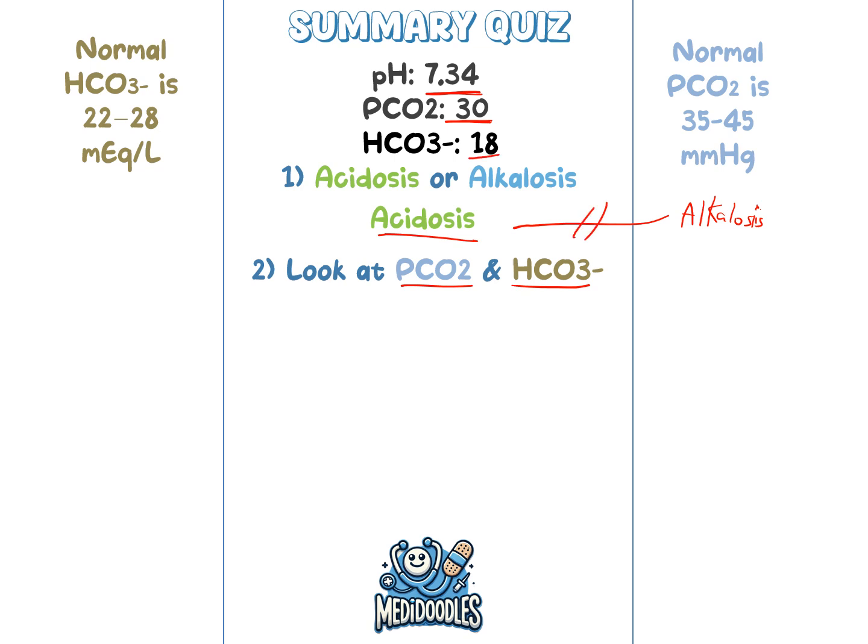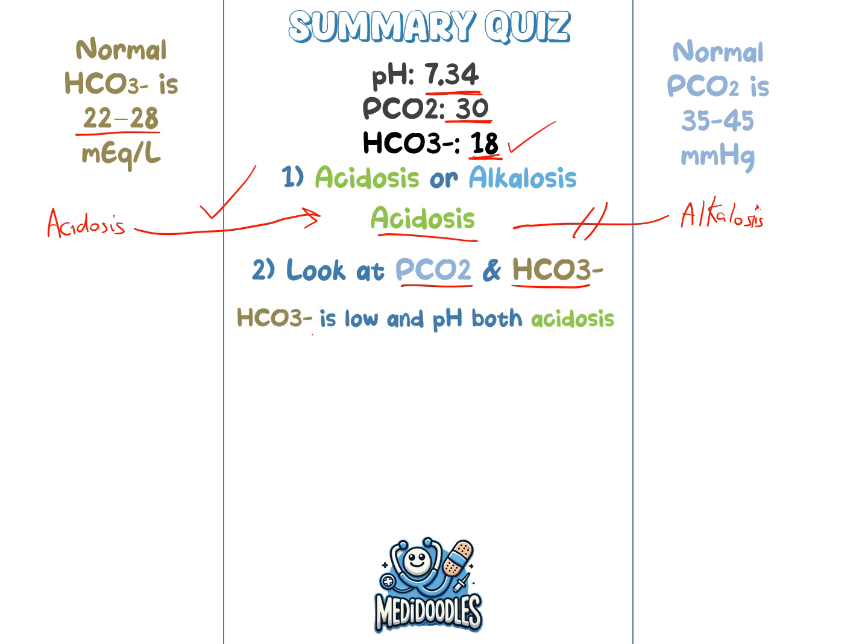Okay, so let's take a look at bicarbonate. Bicarbonate is 18, and we agreed the normal value is 22 to 28. So 18 is less bicarbonate, which is more acidic, so it's acidosis for bicarbonate. Is it following the pH? Yes, it is. So can we say that bicarbonate is the primary process, or metabolic is the primary process? Yes, we can say. So here it is. Bicarbonate is low and pH is low. Both are acidosis.